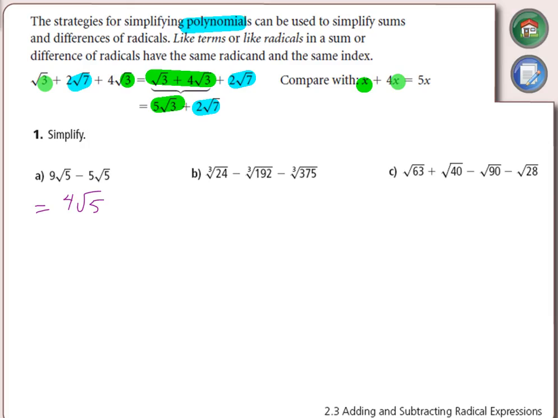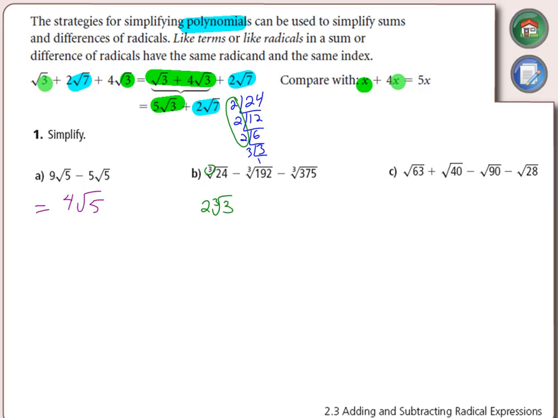So simplifying a cube root, you either got to remember all your perfect cubes, or just take it down to do your prime factoring. Divide by 2 gives me 12. Divide by 2 gives me 6. Divide by 2 gives me 3. Divide by 3 gives me 1. And I need groups of 3 like terms because it is a cube root. That's going to leave me with 2 cube root of 3.